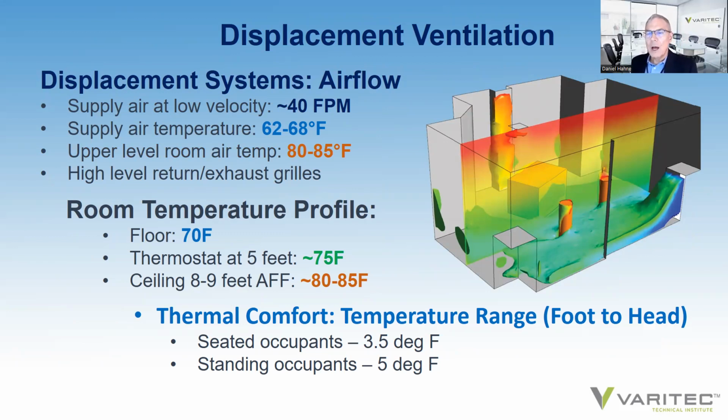So how does displacement ventilation work? I've already mentioned that the discharge velocity out of diffusers is at a low velocity of roughly 40 feet per minute. Air is supplied at between 62 to 68 degrees, and the upper level of the room drifts up to 80 to 85 degrees, where the high level return and exhaust grills are located.